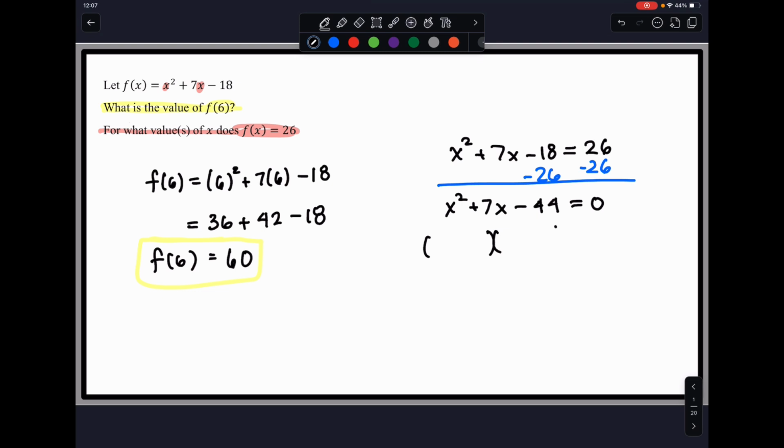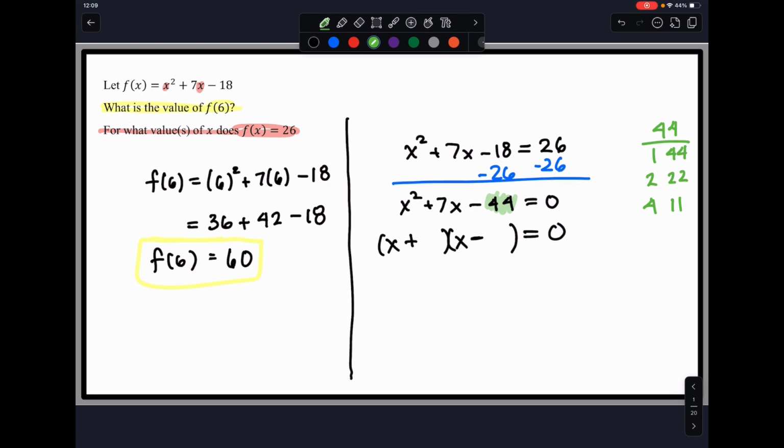Now, because this is a quadratic equation with all three terms, we're going to solve this equation by breaking it up into its linear factors. So we have x and x. 7 is positive, and a positive times negative is negative, so we need this number to be negative. So recall that the technique here requires us to identify the factors of this 44 that can give us 7.